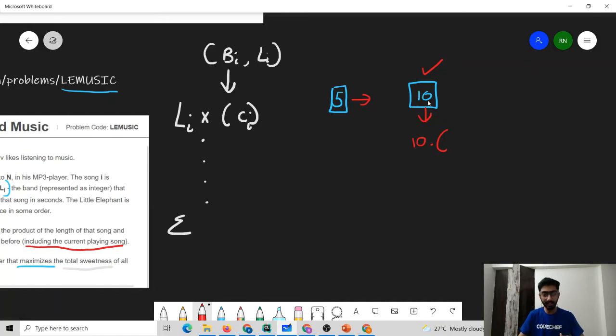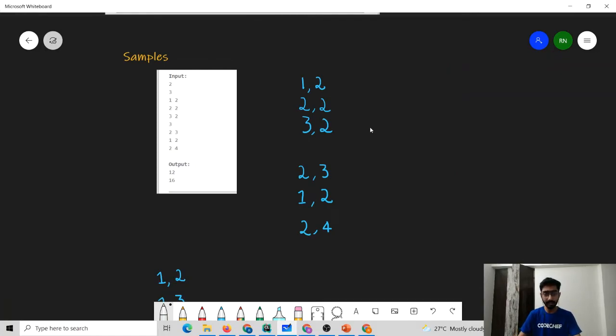If the song with length 10 is played later, then a greater number of distinct bands can be played before it. So from this I can say that it will always be favorable to have a song with a lesser length before the song with a greater length. This will be my greedy strategy: I am going to arrange all of these songs on the basis of length. The song with lesser length will be played before and the song with greater length will be played after. After that I will find the total sweetness of all the songs, and then I will report my answer. So this will be my greedy strategy. There is no guarantee that my greedy strategy is actually correct.